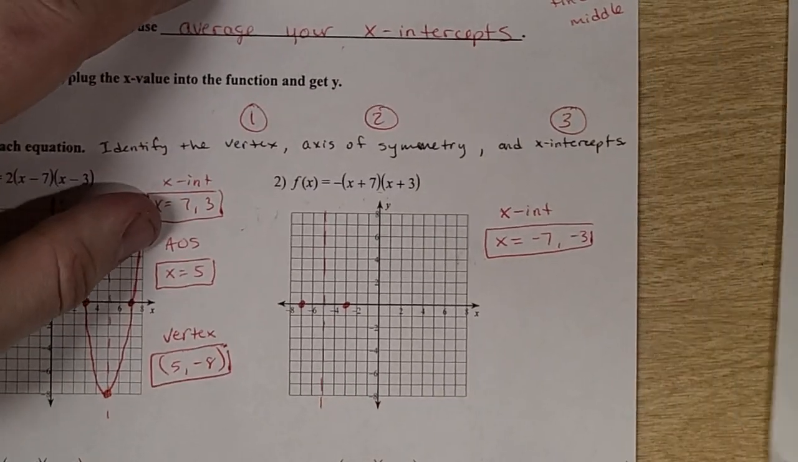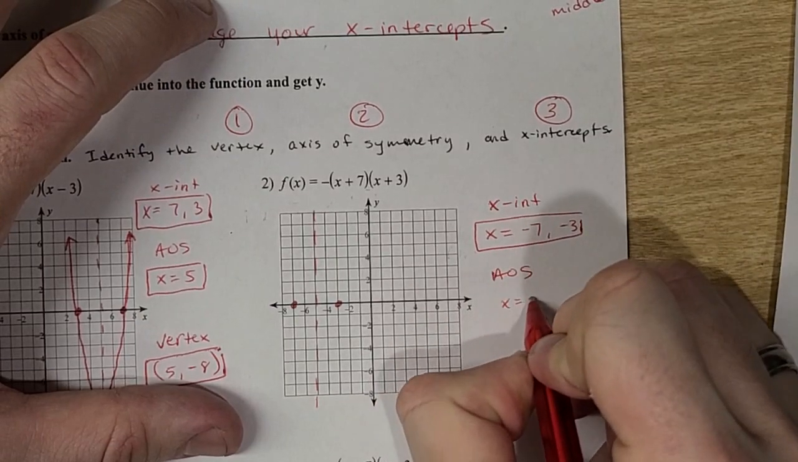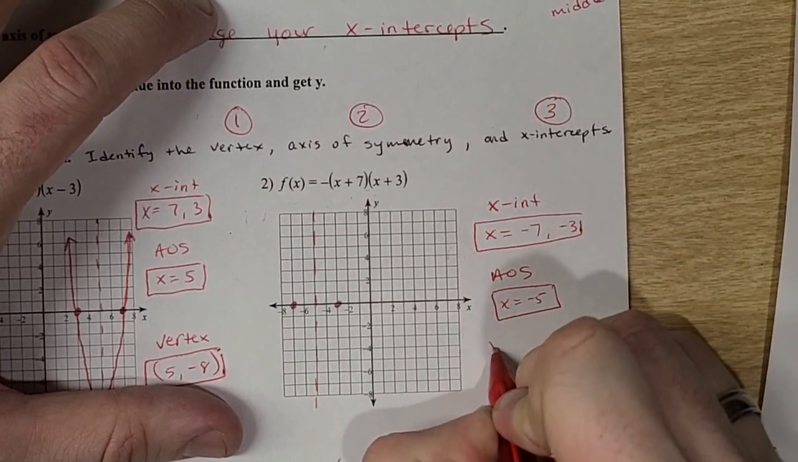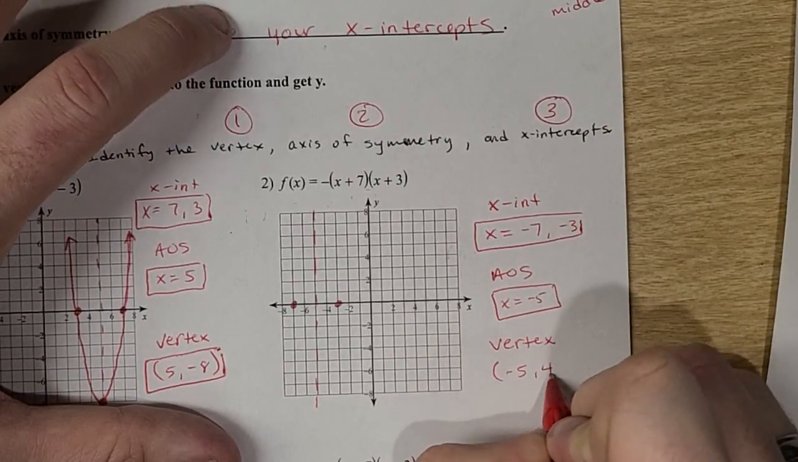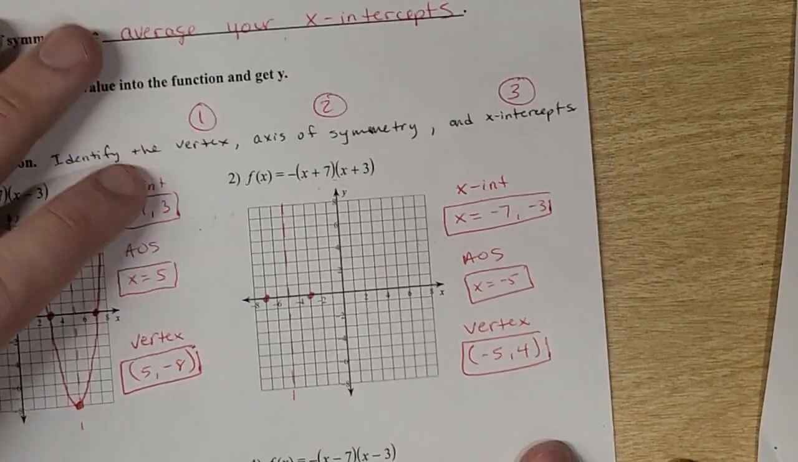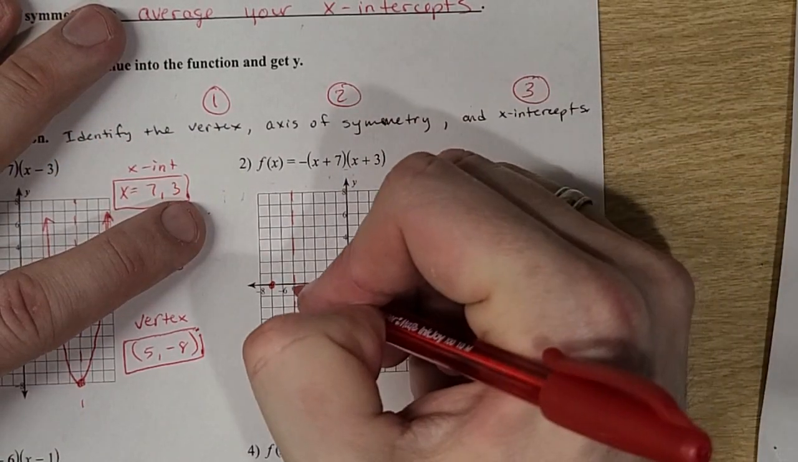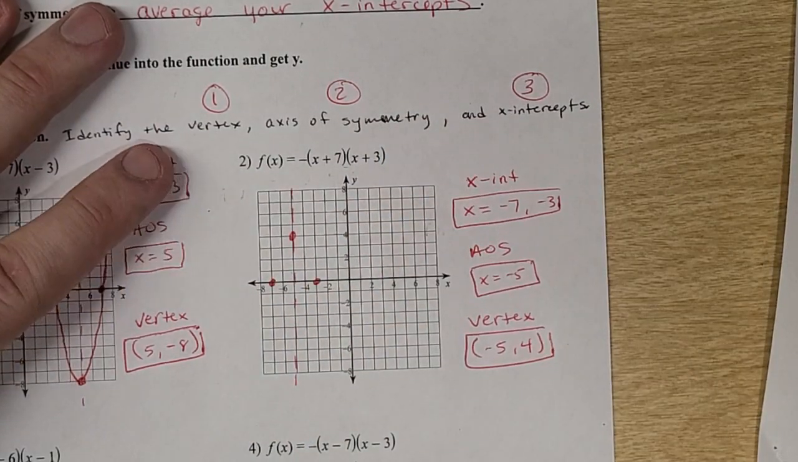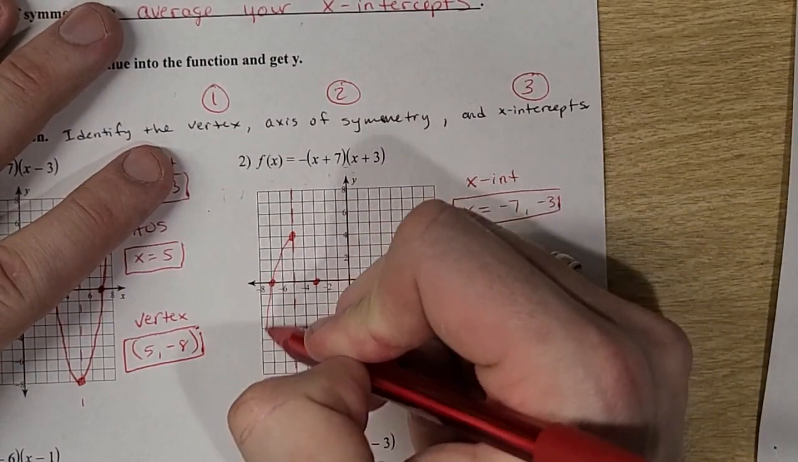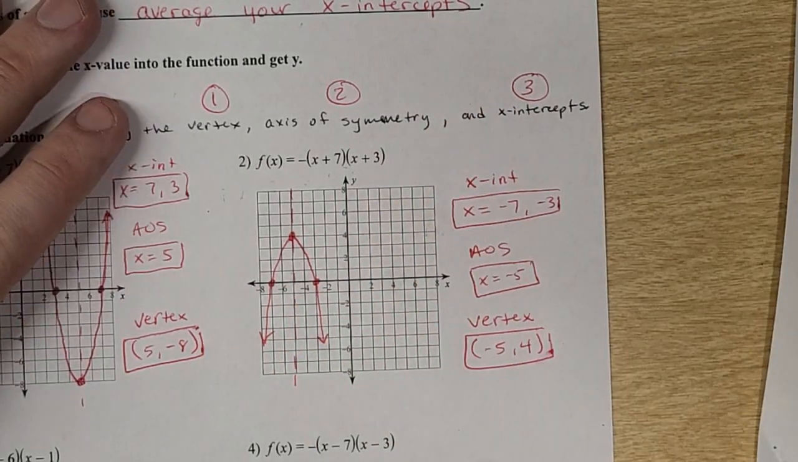So I'm going to come back here. I never wrote my axis of symmetry. That was x equals negative 5. And then we just found my vertex, which was negative 5, comma positive 4. Those are the 3 things you needed to figure out. And then once you graph them, negative 5, 1, 2, 3, 4. So I have those 3 points. You can connect them, and you can call it good.